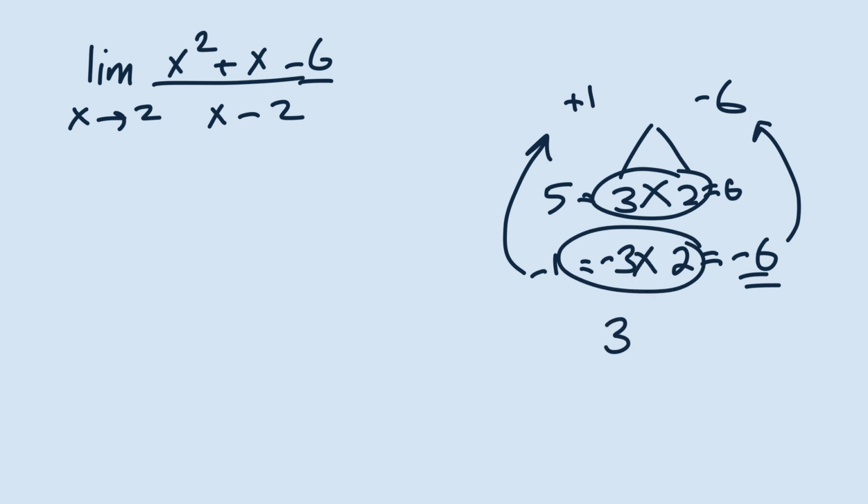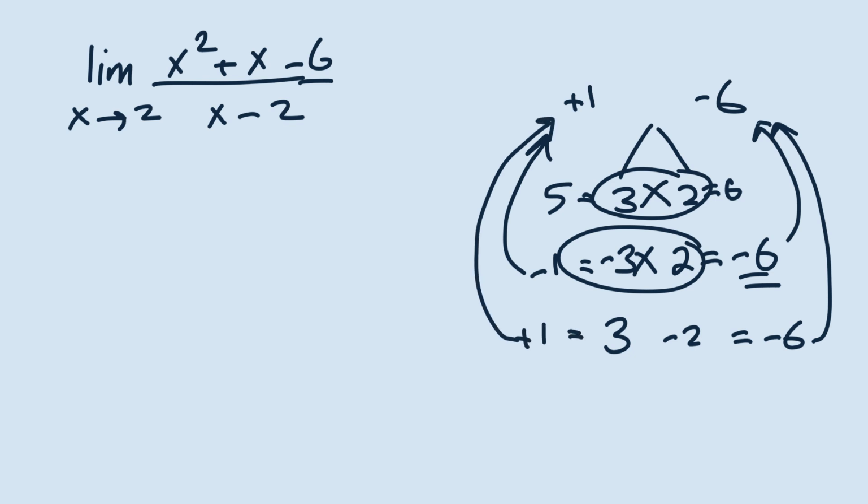Let us try now 3 and minus 2. 3 times minus 2 is minus 6, which is exactly what we have here. And 3 plus minus 2 is positive 1, which is exactly what we have here. So this is the correct pair of numbers. So the factorization of this function will be like this.